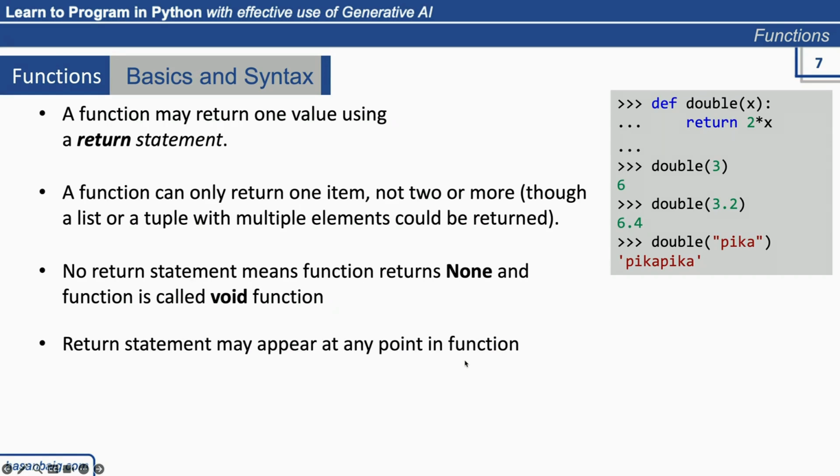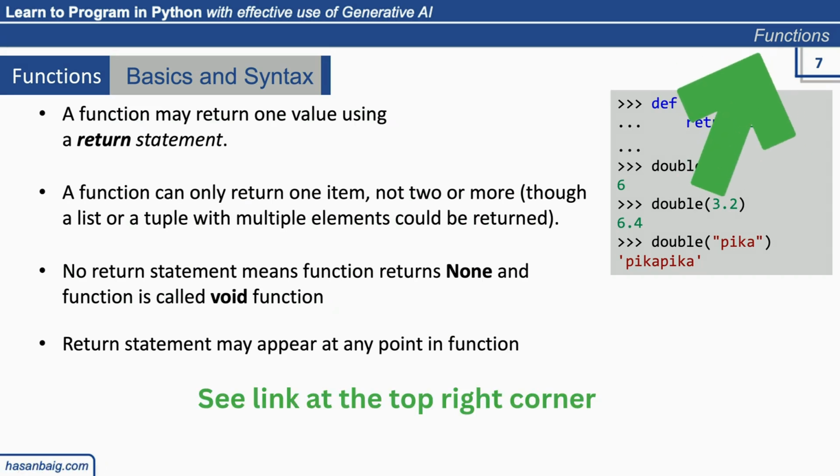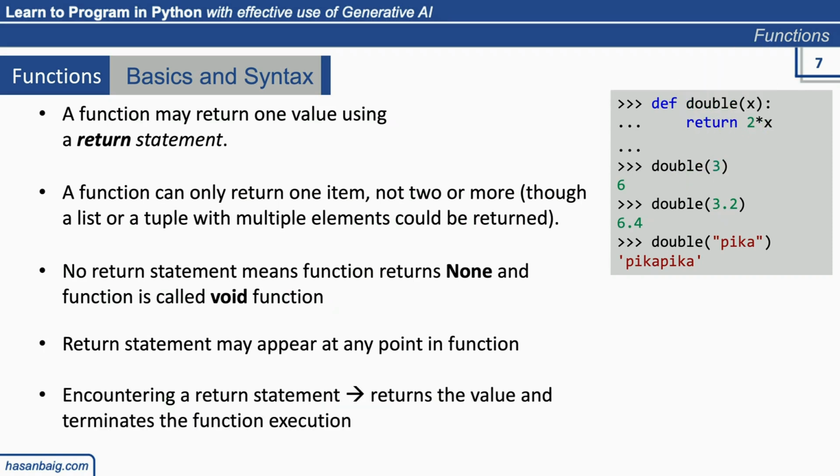A return statement may appear at any point in a function. It is important from an exam point of view also. I have a lecture video recorded for this already in a different playlist, so I will try to hook up the link of that video here. But what I wanted to explain to you is on the board. It's not captured, of course. So look at the last statement that I have just displayed. Encountering a return statement returns the value and terminates the function execution.